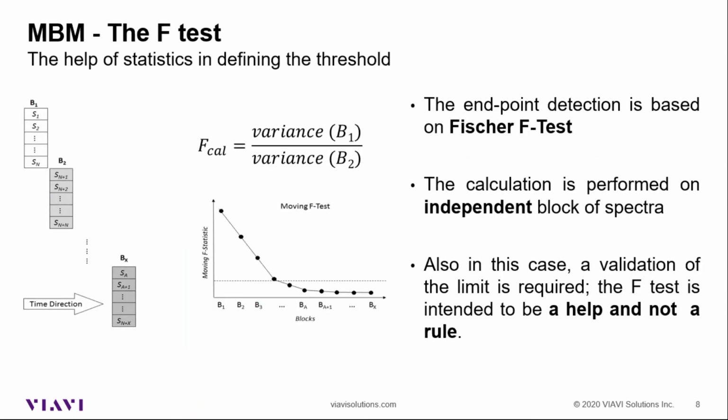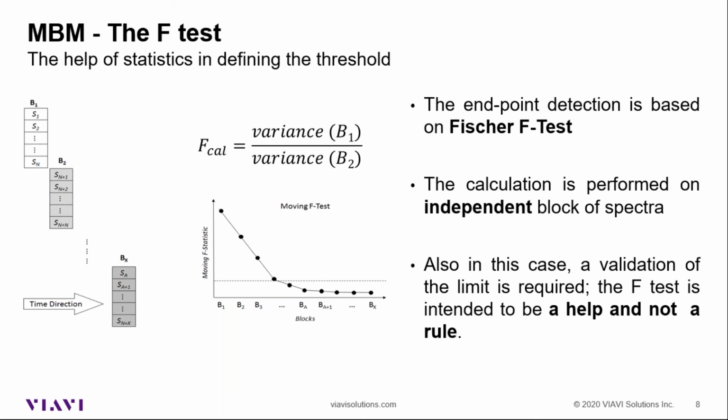When we have to define the endpoint of our mixture, sometimes we need help from statistics. And in this case, we have the help of the F-test. The F-test, for the ones of you that are familiar with statistics, is something really common. That is the Fisher test. In the Fisher test, what we are doing is to compare the 2 variances of the 2 blocks.